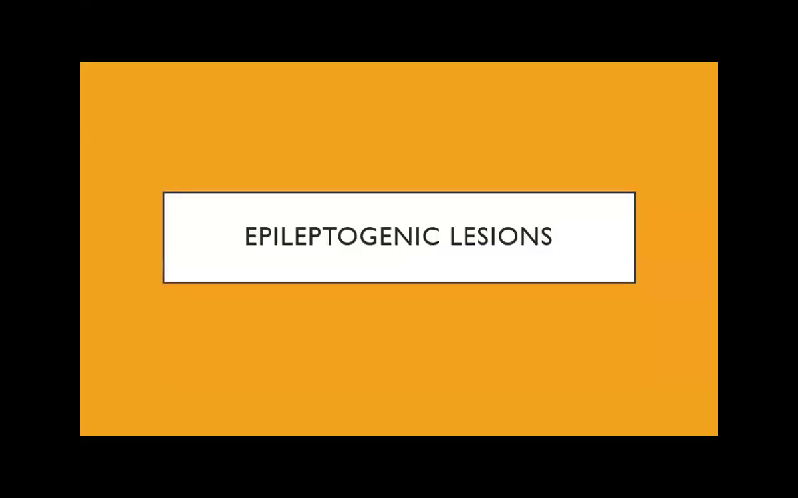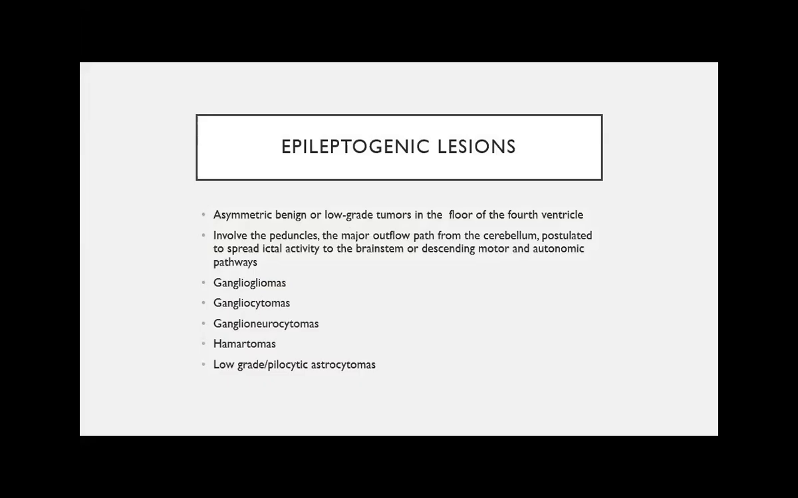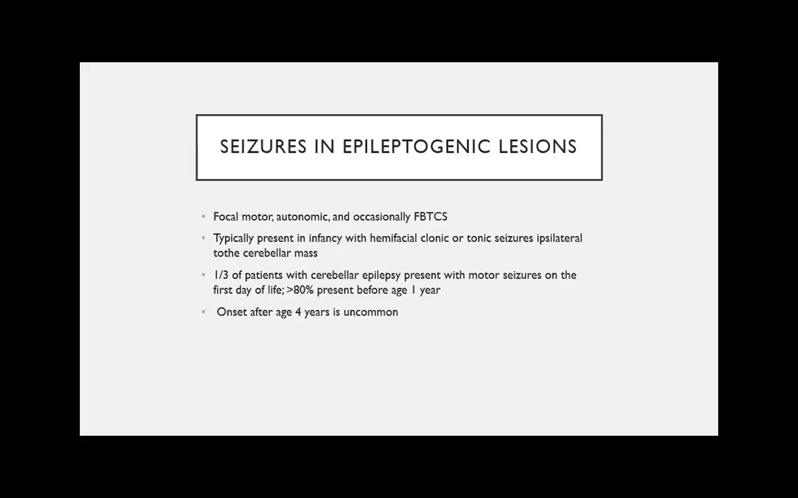Coming to epileptogenic lesions of the cerebellum. The epileptogenic lesions, that is, lesions in the cerebellum that contribute to epilepsy, usually are asymmetric, benign, or low-grade tumors located in the floor of the fourth ventricle. They usually involve the peduncles, which are the major outflow path from the cerebellum, and this helps cause the spread of ictal activity to the brainstem or the descending motor or autonomic pathways. The common epileptogenic lesions include gangliogliomas, gangliocytomas, ganglioneurocytomas, hamartomas, and low-grade or pilocytic astrocytomas.